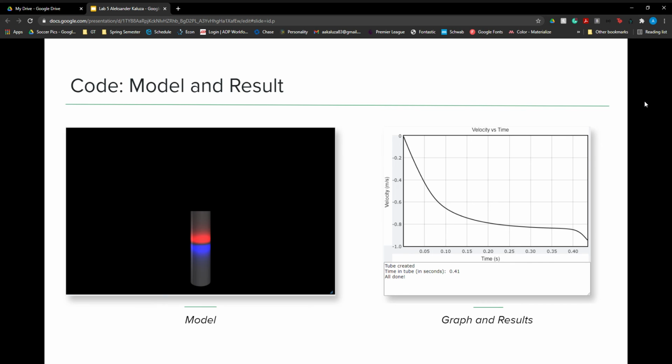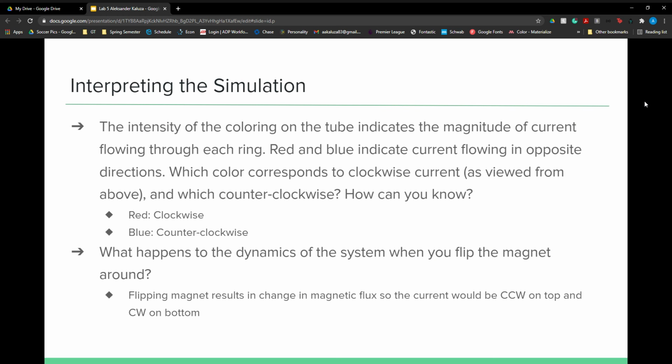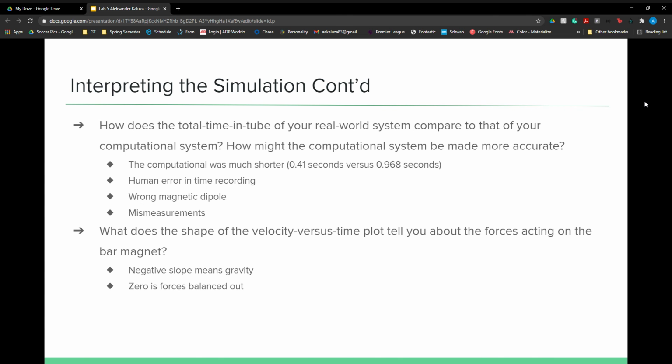So going back, we can see that the clockwise is on top, counterclockwise is on the bottom as the magnet falls through. A simple way of knowing this, I use just the right-hand rule that we had learned and simply visualizing the magnetic field that the magnet creates around these rings. And what happens to the dynamics in the system when you flip the magnet around, it will change the magnetic flux. So the current would be counterclockwise on top and clockwise on the bottom. So the colors would be flipped.